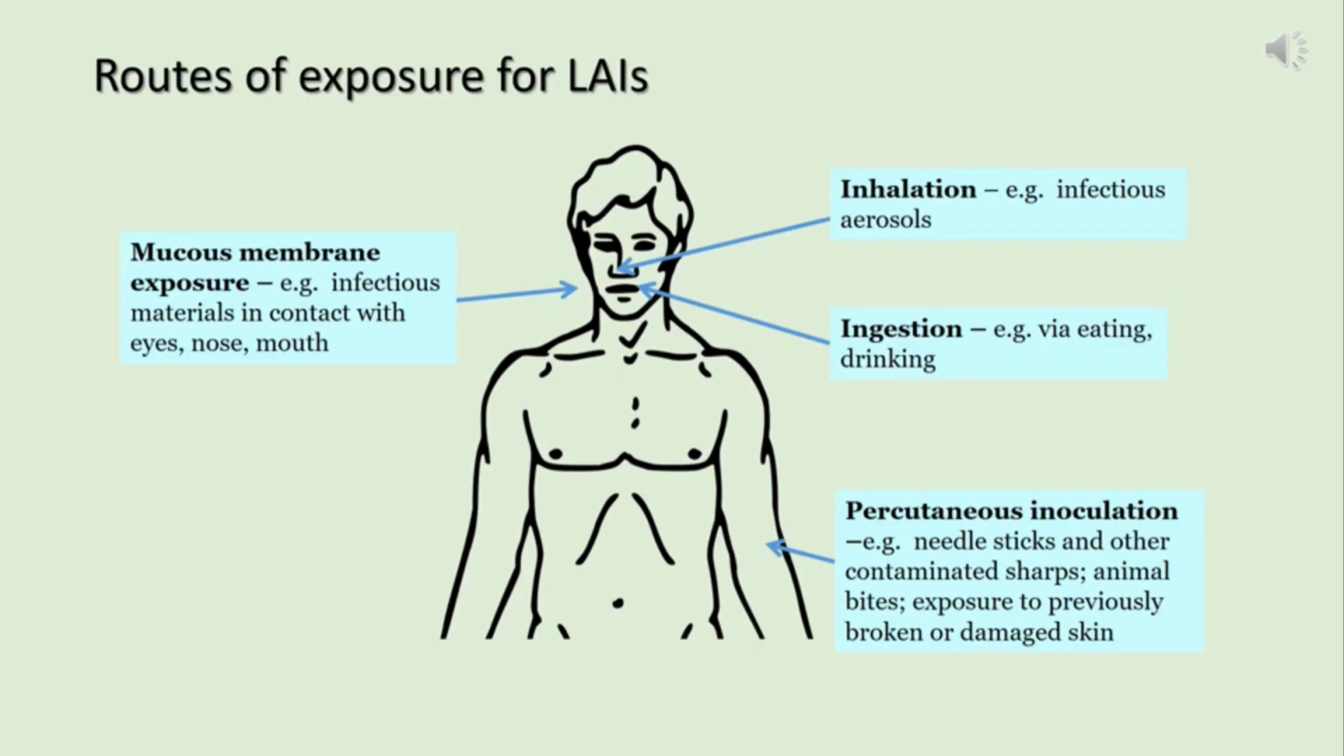Percutaneous inoculation means if you have accidental needle pricks which are contaminated with biological agents, or if you get cut with contaminated sharps or animal bites, or if you had, let's say, open wounds or broken skin on your arms, and the biological hazards can get into your system. This is via the percutaneous inoculation route.